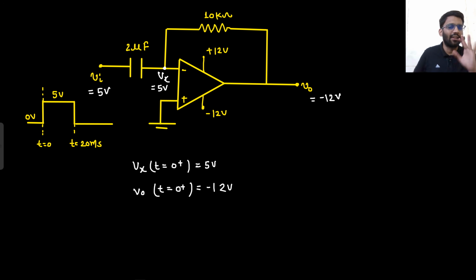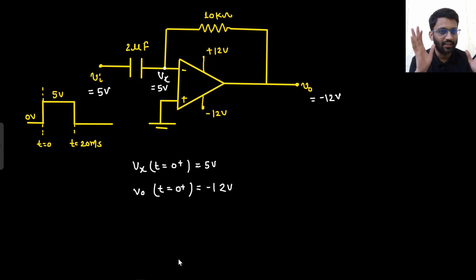But let's just analyze the circuit. What will happen after that? Initially the capacitor has 0 voltage, so 5 volt is applied to the negative terminal. If 5 volt is applied, the V0 you get is minus 12 volt. No doubt about it. There is no virtual short valid. No concept of virtual short is valid here. V negative is 5, positive is 0. It is simply acting as a comparator.